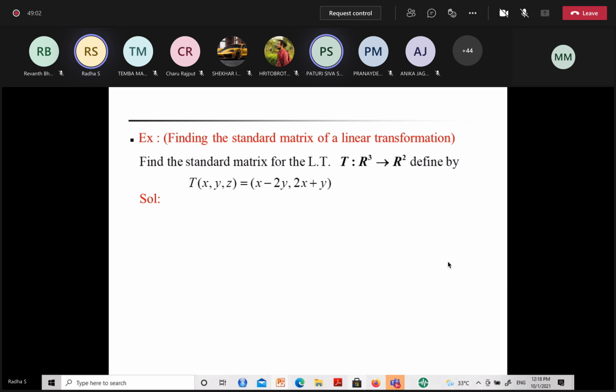Ma'am, could you repeat what is standard matrix? Standard matrix means, see, both the sides I'm taking standard basis, right? R cube also standard, R square also standard, right? And you'll have some matrix arising out of that. So far, whatever you have done, everything was standard matrix form.